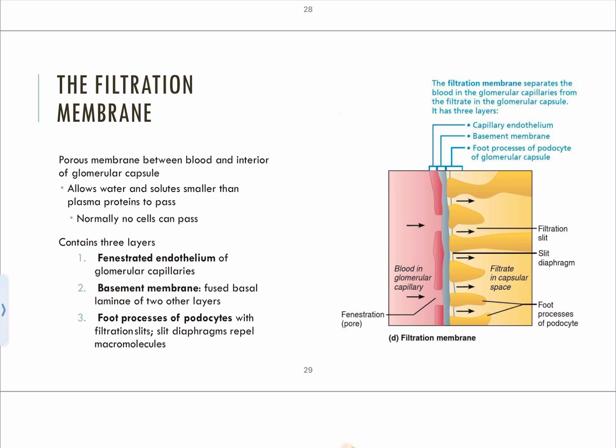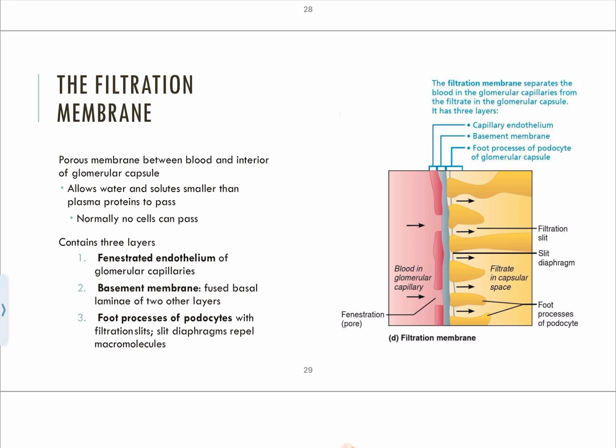So let's look a little bit at the filtration membrane. The filtration membrane is going to lie between the blood and the interior of the glomerular capsule. It is porous because, as I'll show you in a second, we have those foot processes of our podocytes. And this porous membrane is what's going to allow free passage of water and solutes that are smaller than the plasma proteins. Because remember, we don't want to push our proteins or our cells through, but we really want everything else to go through this filtration membrane.